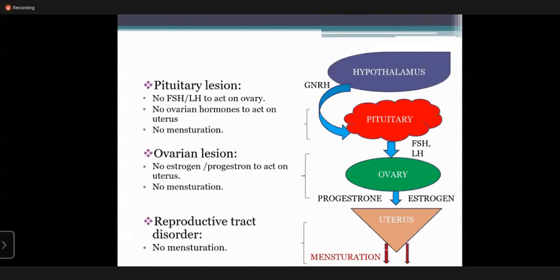Now, how does a pituitary lesion affect? If there's a lesion in the pituitary, there'll be no FSH or LH to act on the ovary. There'll be no ovarian hormones to act on the uterus, and there'll be no menstruation. How does an ovarian lesion act? There's no estrogen, no progesterone to act on the uterus, and thus there'll be no menstruation. Similarly, if there's a lesion in the uterus, that is, if the uterus is not properly formed, as in a syndrome in which there's a hypoplastic uterus or an absent uterus, there'll be no menstruation.